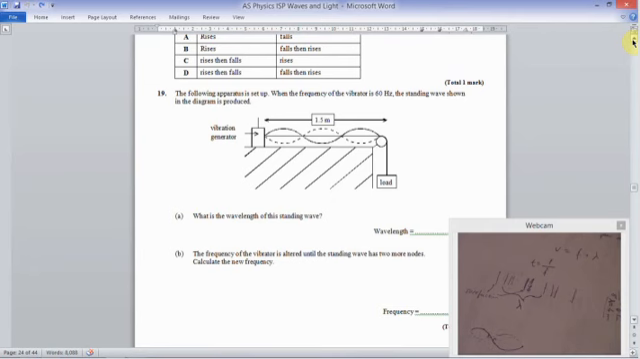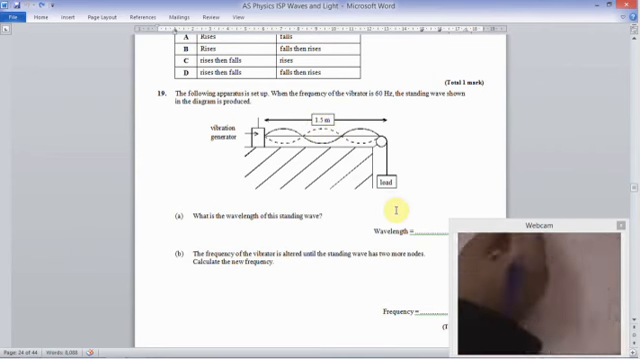So how many waves have we actually got on here? We've got 1.5 waves, and that's 1.5 meters. So therefore, one wave must be 1 meter. Straightforward. First question is just 1 meter. So 1 meter for that wavelength.